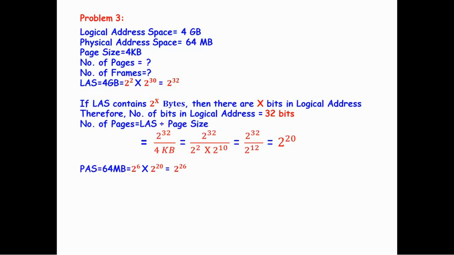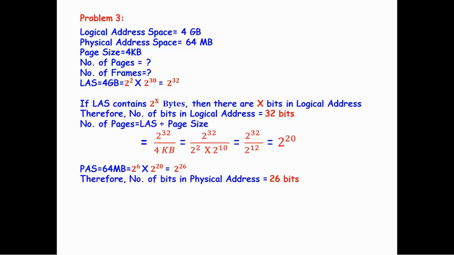The physical address space is given as 64 MB. 64 can be represented as 2 power 6, whereas 1 MB is represented as 2 power 20. After simplification, we get 2 power 26. Since the bases are the same, the powers can be added. So when we add the power 6 plus 20, we get 26, and this is how it is represented as 2 power 26. Therefore, the number of bits in physical address is nothing but 26 bits.